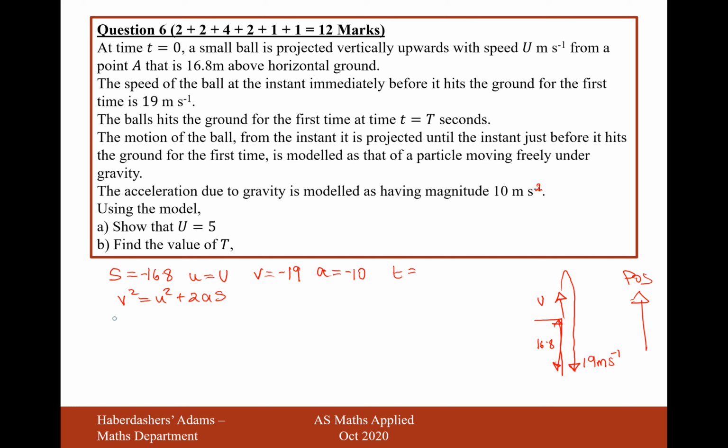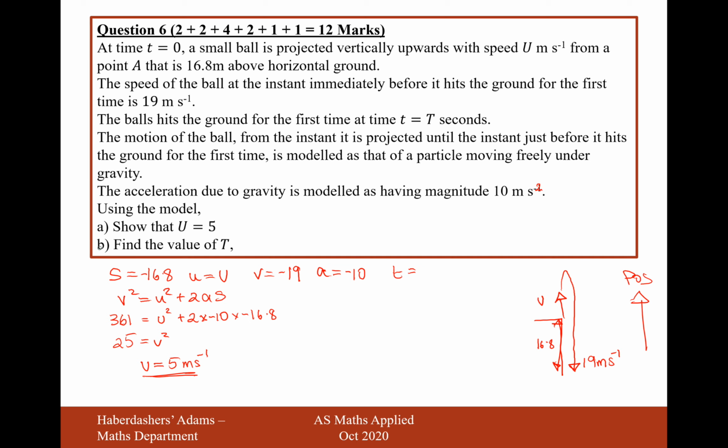So let's substitute it in. Minus 19 squared, or 19 squared, is 361, equals u squared plus 2 times minus 10 times s, which is minus 16.8. Let's move all of that onto the other side. That would be a double negative, so now all of this is positive, so we subtract it onto the other side. So it's 361 minus 2 times 10 times 16.8, and that gives us 25, lovely. So therefore u equals 5 meters per second.